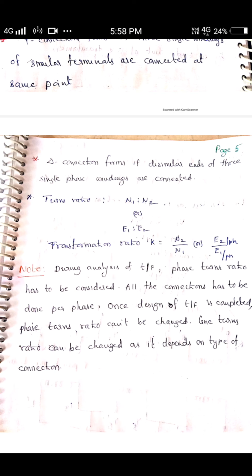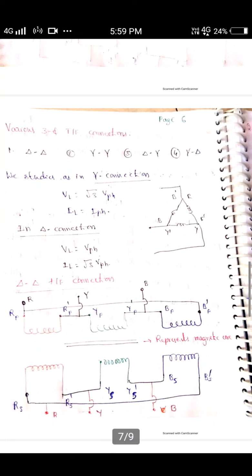During analysis here, only phase turns ratios have to be considered for any connection. Means from primary to secondary, only phase values will shift. The phase value of voltage or phase value of current depends on the connection. The line values will vary. We have only two connections, star connection and delta connection, so we can get four possibilities of connections.